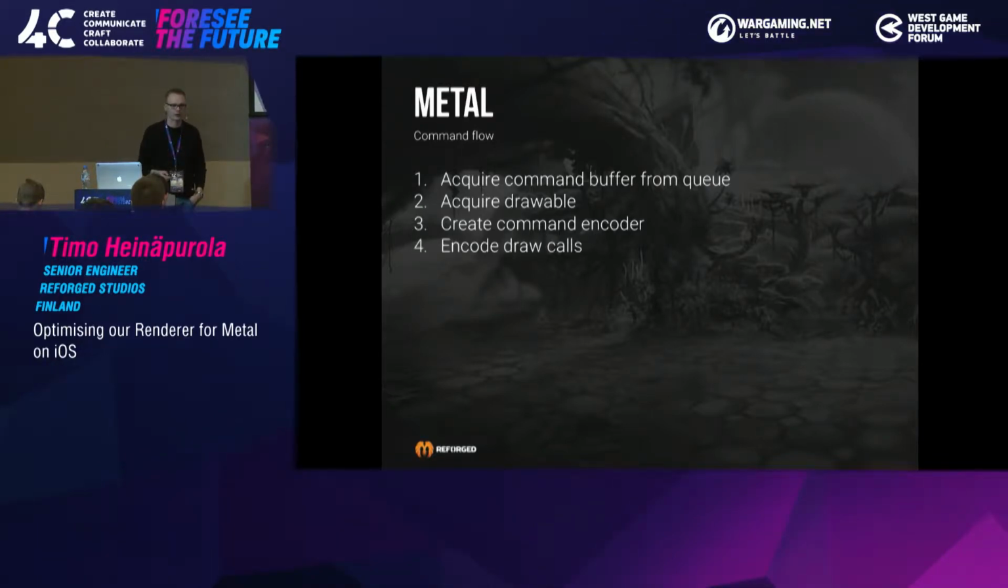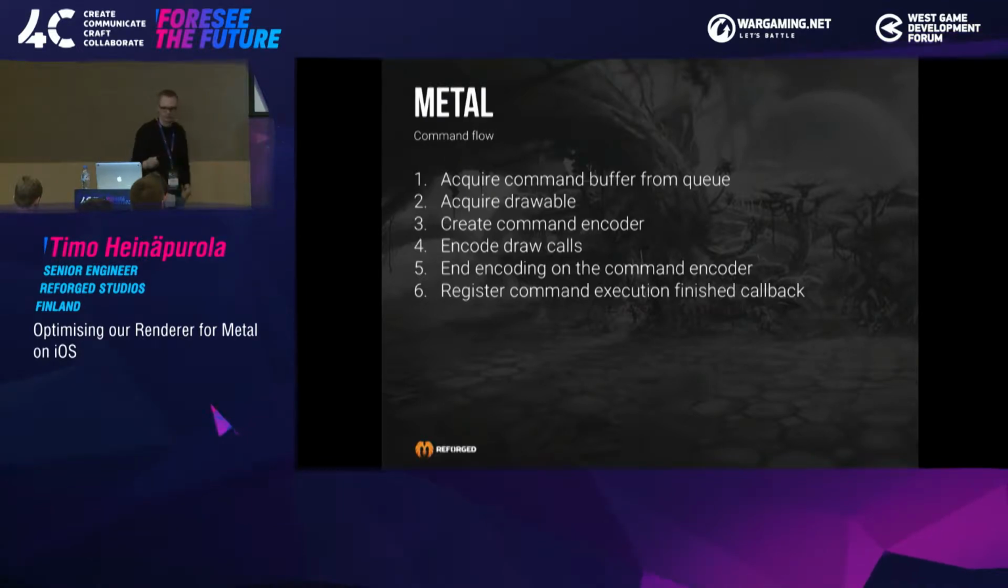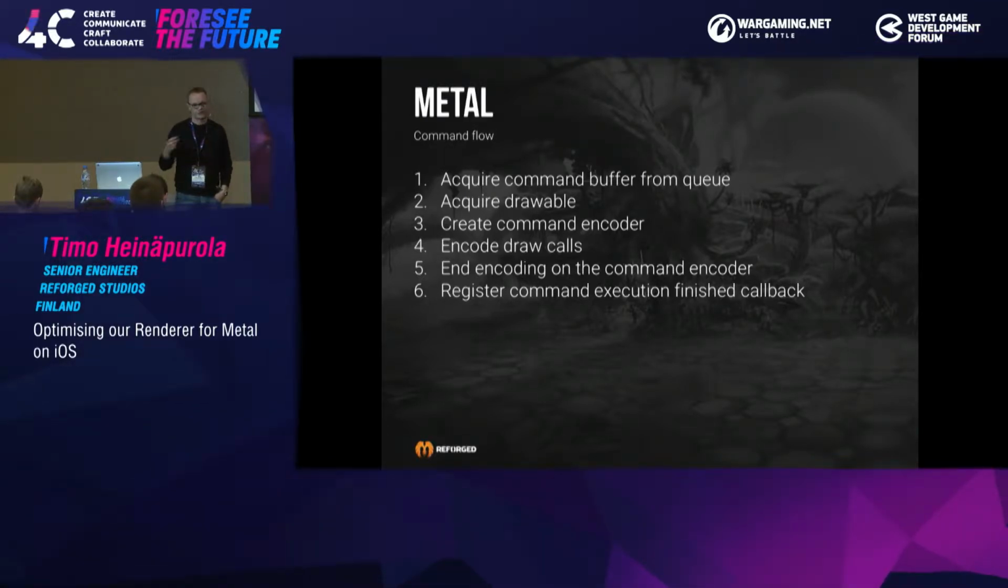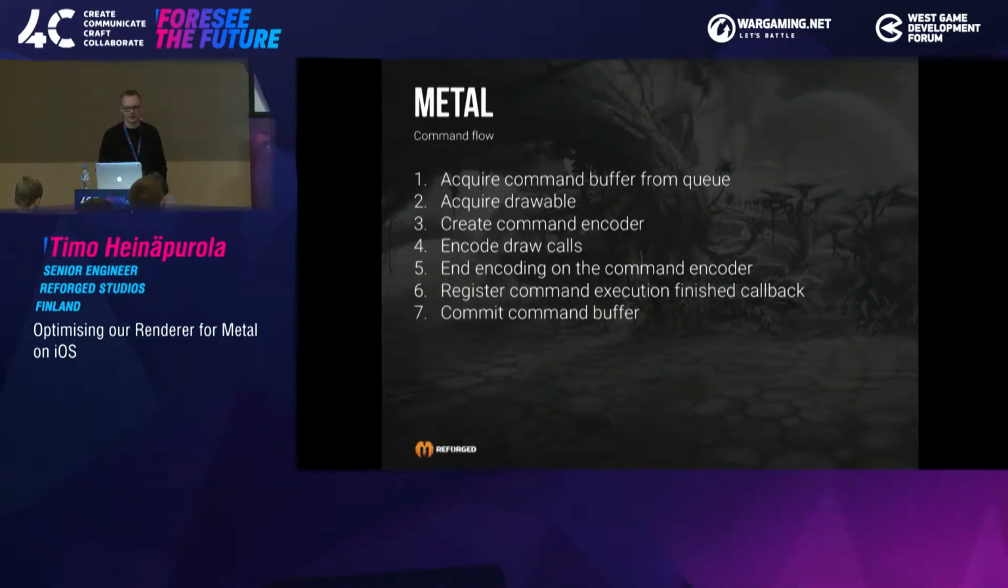You use that encoder to encode your draw calls, and then you end encoding on the command encoder. The commands will not yet be sent to the GPU in stage 5. So now you can also register a command execution finish callback, which we're going to see is very important and very useful. And that is called when all the commands have been executed on the GPU. And finally, you commit the command buffer. So this is the time when the commands will actually be sent to the GPU.